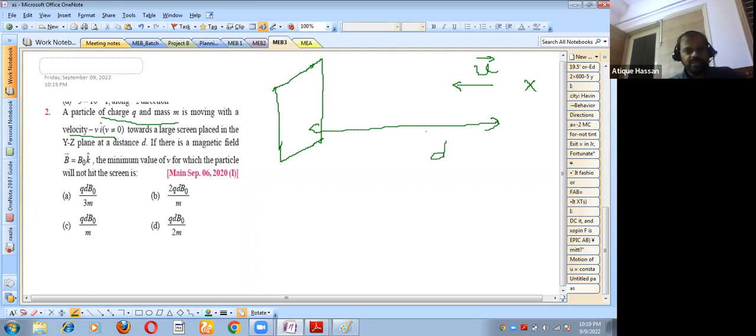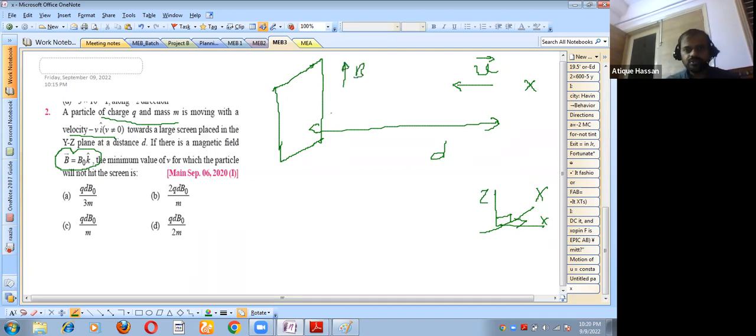All right, there is a magnetic field along the Z direction. It is given that the magnetic field is along the k direction, right? So we can choose the axes like this. Suppose this is the X axis, this is the Y axis and this is the Z axis. We will take it like that. So the magnetic field is along the Z axis. Z axis is like this, so here the magnetic field is along this direction.